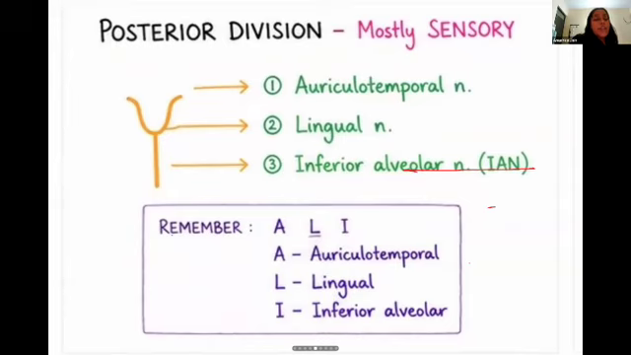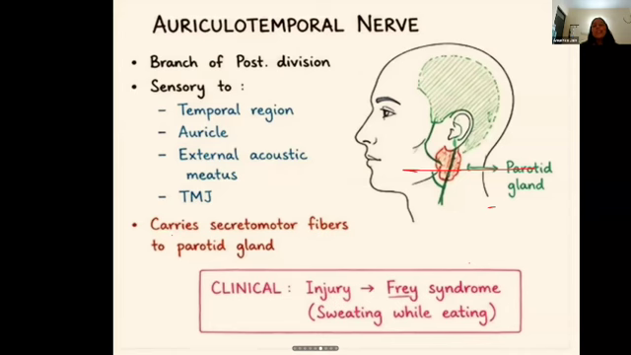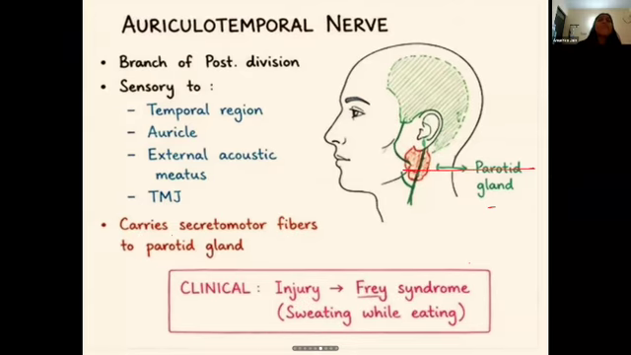So the auriculotemporal nerve. Why is it important from the exam point of view? Because it causes a syndrome. What is that? It is Frey's syndrome. What is Frey's syndrome? Frey's syndrome is sweating while eating. As we all know, auriculotemporal nerve carries secretomotor fibers to your parotid gland. Any injury to it can lead to Frey's syndrome. It has been asked multiple times in your NEET exam, so please focus on it.